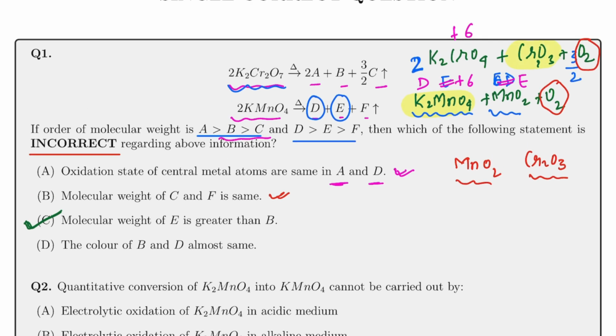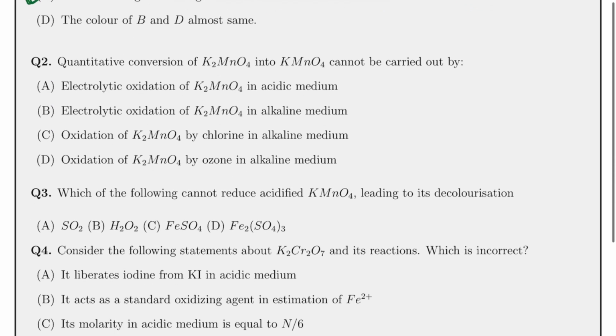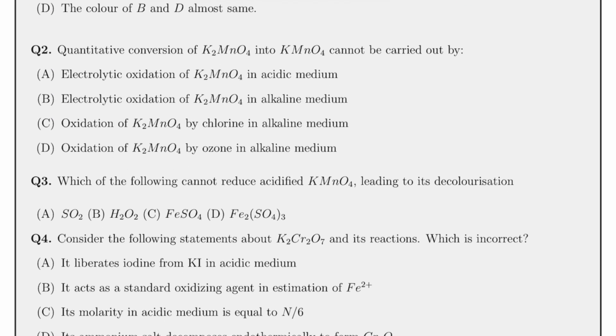So yeah, that's true. This is what you will be getting: questions on the compounds associated with d block elements, important compounds. You must know all this information. Now the second part: quantitative conversion of K2MnO4 into KMnO4 cannot be carried out by which of these. So there are 4 options, and it's a very important reaction of MnO4 2-.